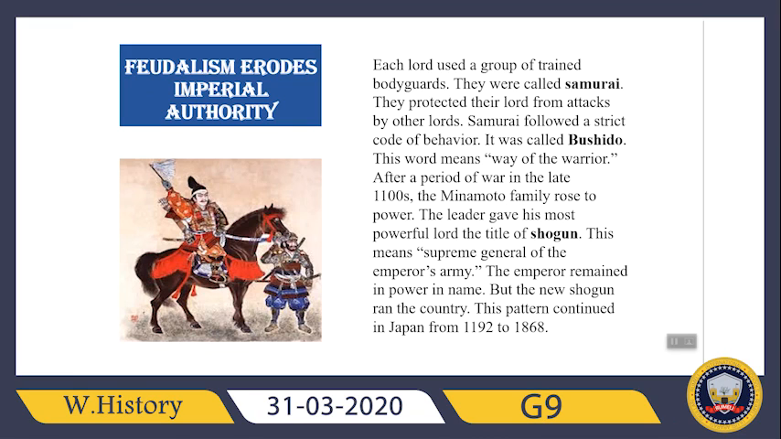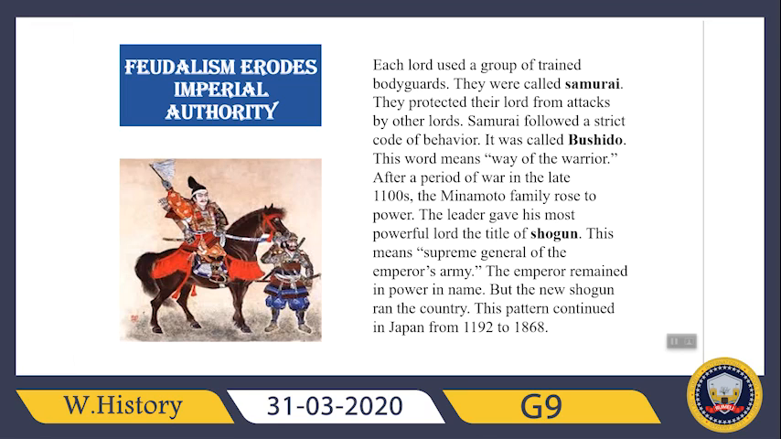Samurai followed a strict code of behavior, and it was called Bushido. Bushido was a law the Samurai followed, and this word means way of the warrior.